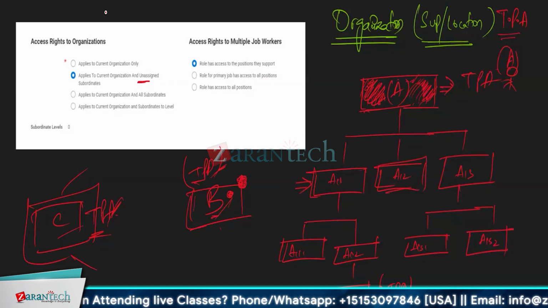So if you select this second option, that is what will happen. You guys can go on mute, I am hearing echo. So if you select the second option, it will assign to the current org, whichever org you are assigning it to, and all the unassigned orgs.